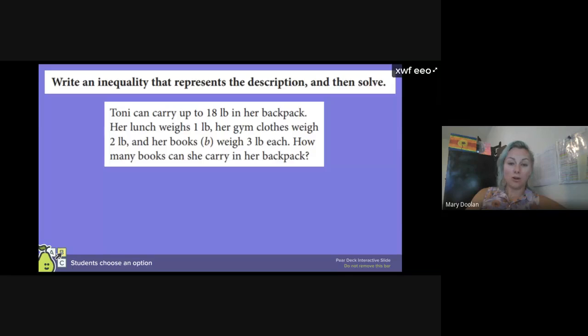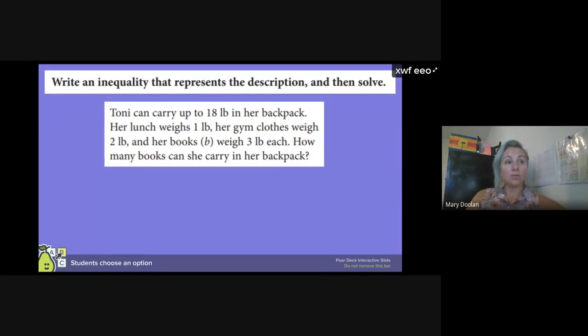So B, our unknown, is the number of books. We don't know how many books. We just know that each book weighs 3 pounds. How many books can she carry in her backpack? What is the inequality that represents this situation? You have two choices. Notice that on the left-hand side, in both choices, we have 3b plus 1 plus 2.